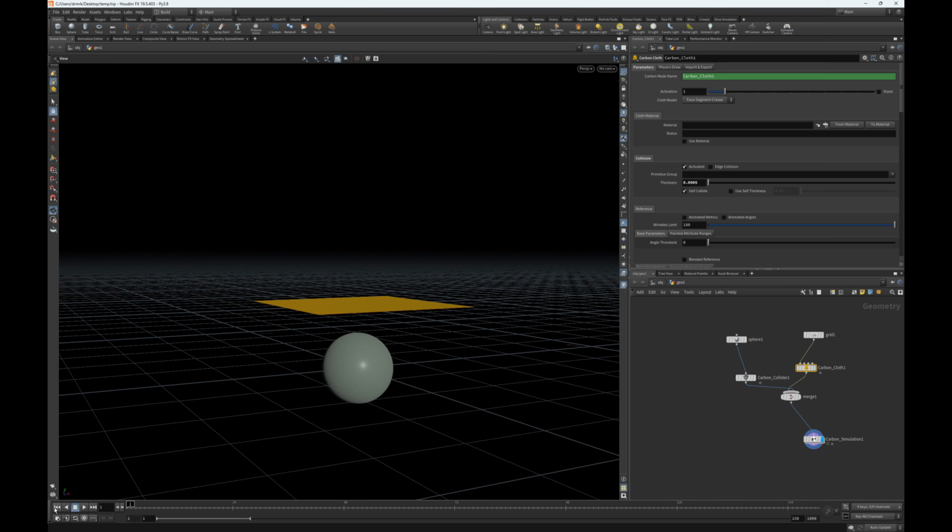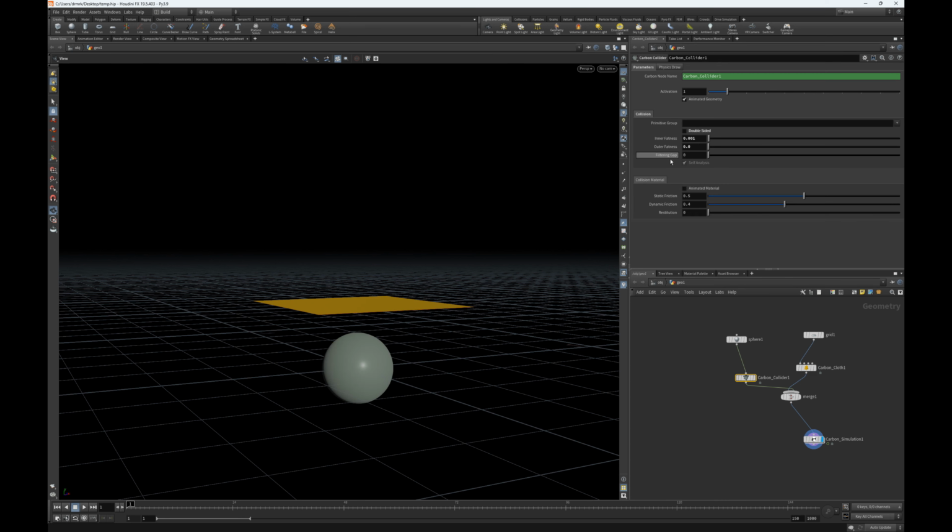Probably one other thing I should have mentioned, in order to get inner and outer fatness, I had to untick this double-sided tick box here, because if it's ticked, then it comes double-sided. So you need to untick it in order to change these values.